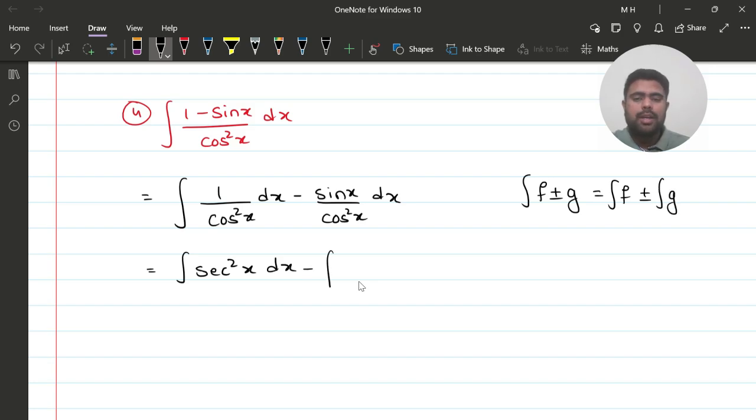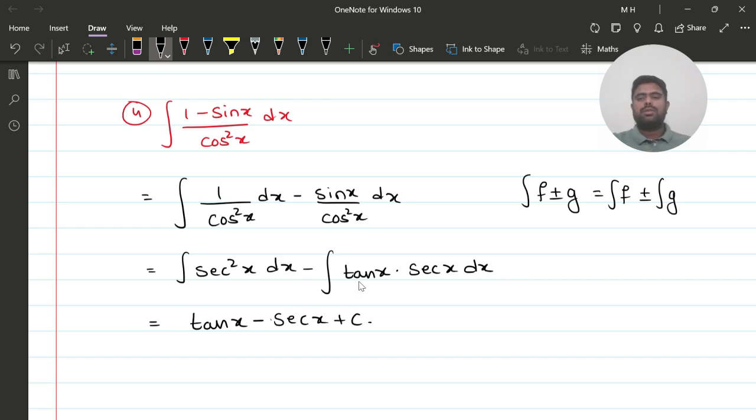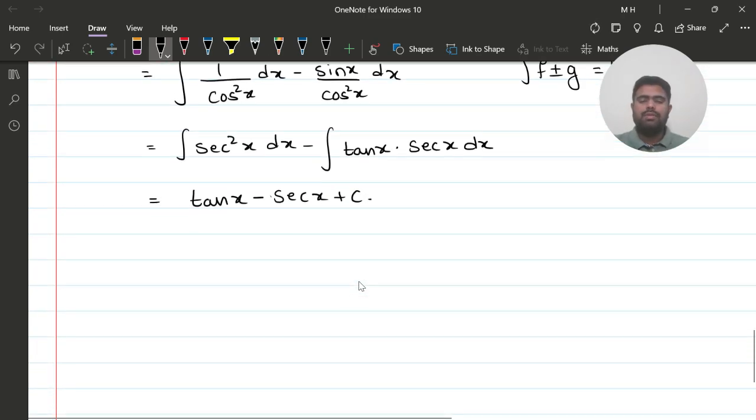So I will split the integral of sin x by cos x, which will be tan x, into another 1 by cos x, which will be left, that is equal to sec x dx, right? So this will give you, what is the integral of sec square x? It is tan x, minus what is the integral of sec x into tan x? It is sec x plus c. Okay, so this is what you have.